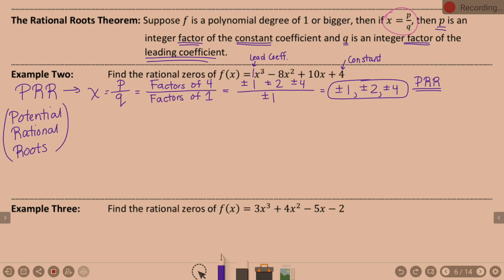What do you mean by plug them all in? Like, could you plug them in for X? Okay. So in other words, if you plug them in for X, what would you be checking? You'd be checking to see if they equal 0, right? Because if they work, if they're a factor, they give us a remainder of 0. So one option is to plug all 6 in.